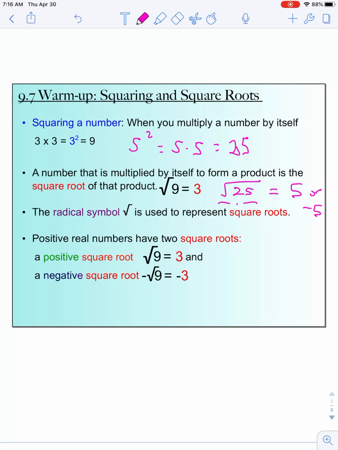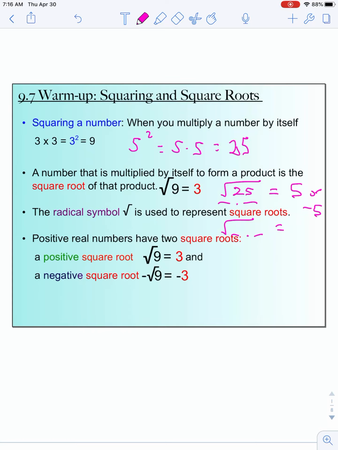So that radical symbol is used to represent the square root, which when we have the square root, we're asking what times itself equals that number under the radical. And so positive real numbers have two square roots. So when we say the positive square root of 9, that's 3. And the negative square root is the opposite of that, which is negative 3.